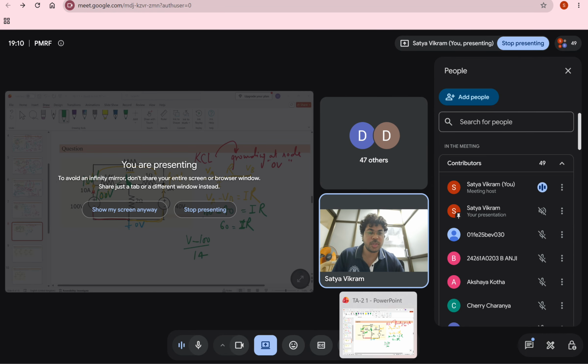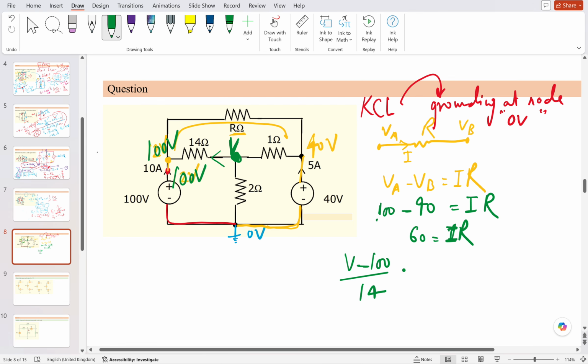Okay, so this is V minus 100 by 14 plus V by 2, because I am considering that current is going out of this node, and the other current going here is plus V minus 40 by 1 ohm is equal to 0. This is one observation which I can see. One another observation I can also see: from here we can get the value of the voltage.